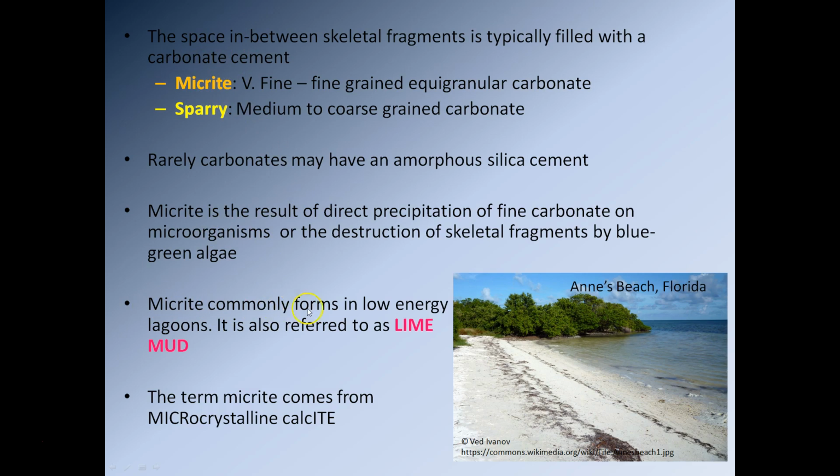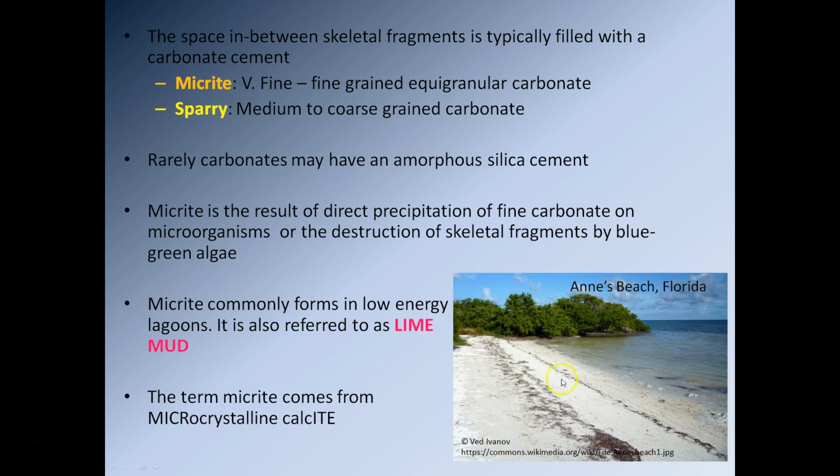So micrite commonly forms in low-energy lagoons. It's also referred to as lime mud. Now it has to form in these low-energy environments, because if it was in a high-energy environment, the micrite would be stirred up, and it would probably be transported away and lost. So the term micrite comes from microcrystalline calcite. Micrite.